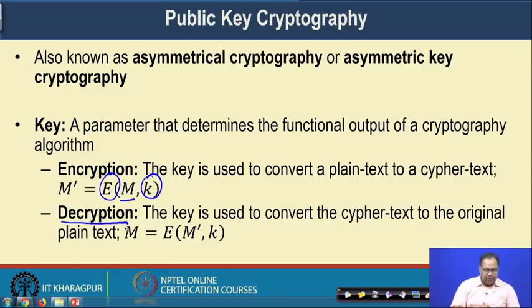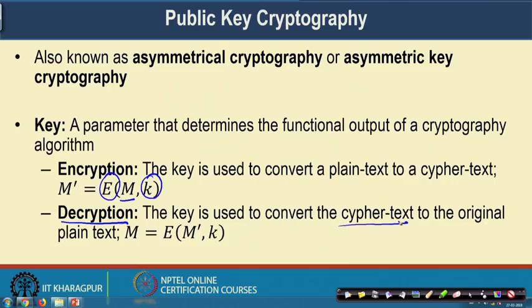And for the decryption algorithm, we can again use a key, either the same key or a different key. If we use the same key for decryption, we call it private key cryptography or symmetric key cryptography. If we use different keys, we call it public key cryptography or asymmetric key cryptography. So, the decryption algorithm uses either the same key or a different key to convert the ciphertext, or the cryptographically encrypted text, to the original plain text. That means you take the encrypted text and the key as input, and finally produce the original text.